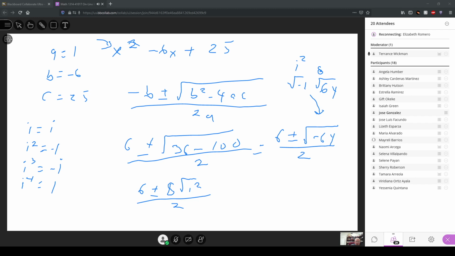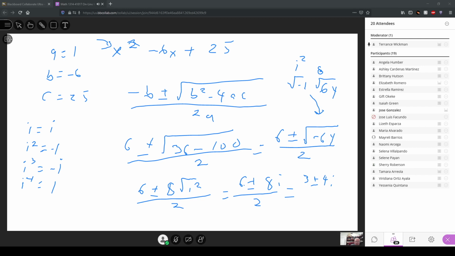The square root of -1 is really i, so we now have 6 plus or minus 8i all over 2. You can reduce those to 3 plus or minus 4i, and that would be your answer. In this case, I get B. You guys okay with that one?